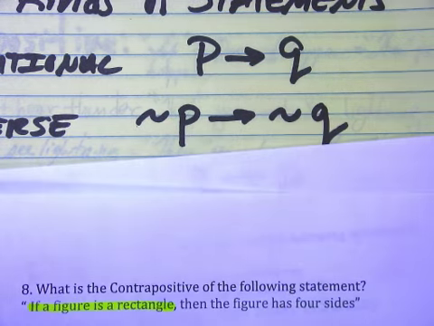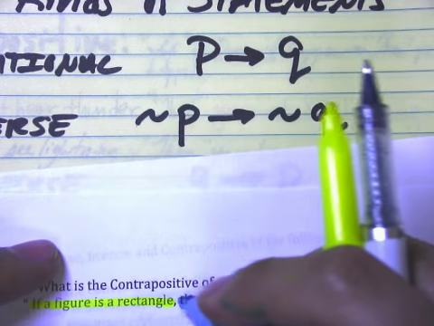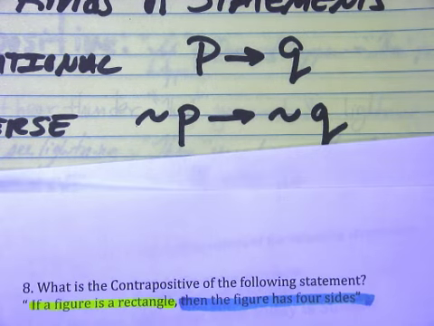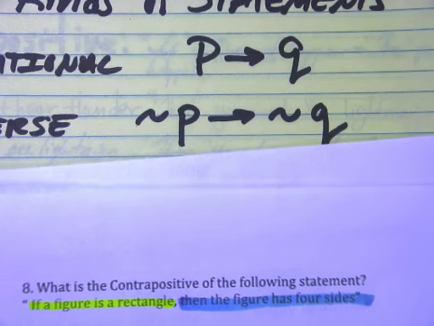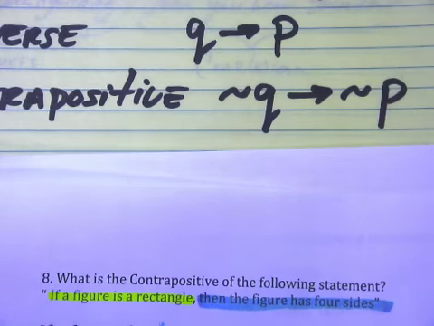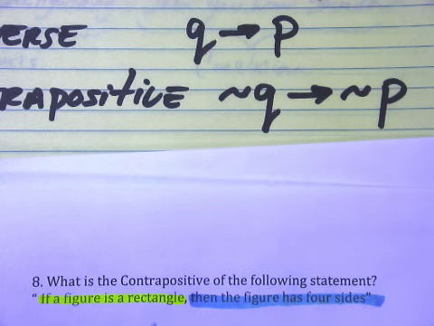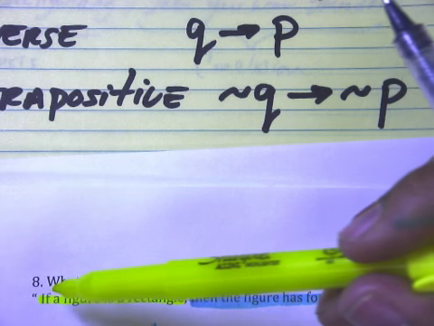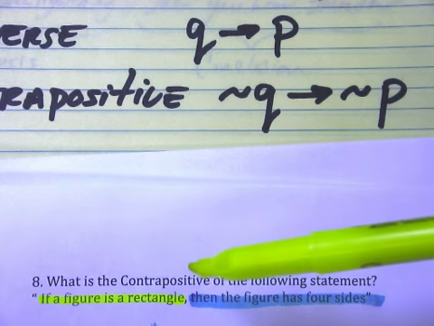So let's take a look here. If a figure is a rectangle, then it has four sides. So if a figure is a rectangle, then the figure has four sides. Okay? Well, the contrapositive means that they're going to switch those and they're going to negate them.